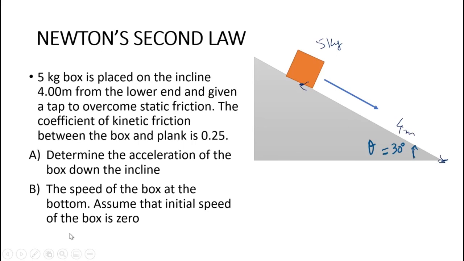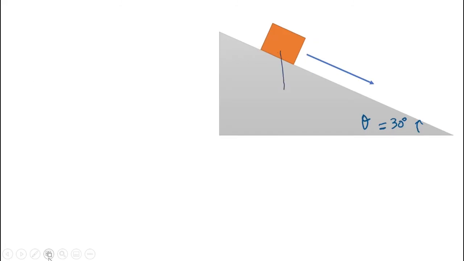So the question is to find the acceleration of this box, the speed of the box, knowing the inclined plane is rough and the coefficient of kinetic friction is 0.25. The first thing we need to do is the free body diagram and then use Newton's law to find the acceleration of the object. This object is under the weight, mg.